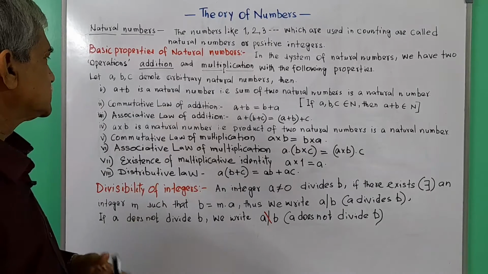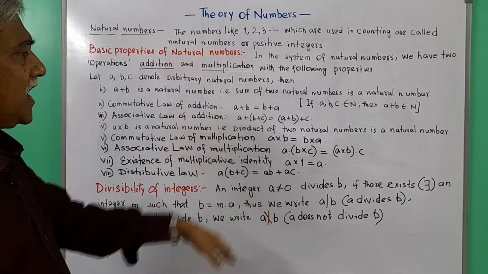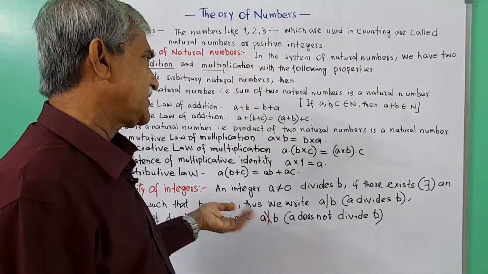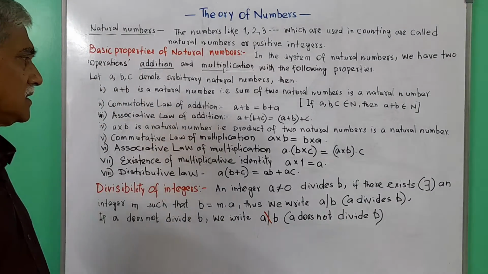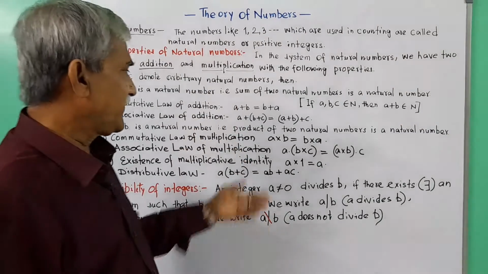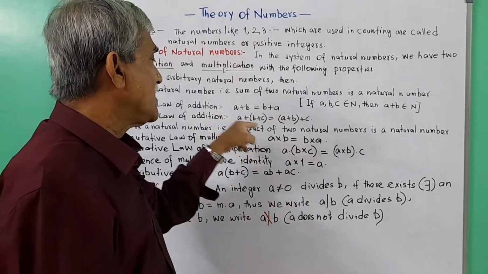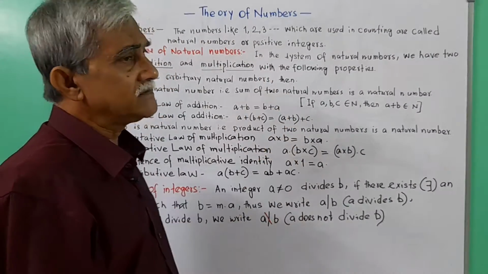Number 2, the commutative law of addition: A plus B is equal to B plus A. That is, 3 plus 5 is the same as 5 plus 3. Number 3, the associative law of addition: if A, B, C are natural numbers, and you add B plus C and then add it with A, it is equal to A plus B plus C.